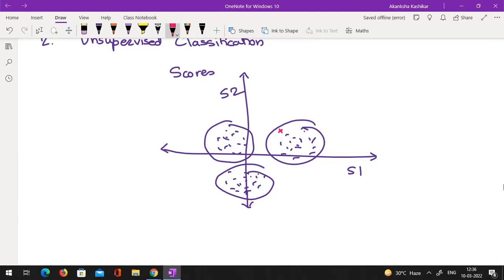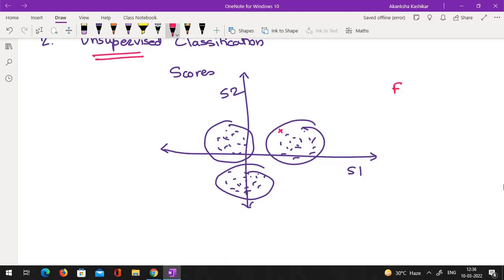But remember, I am calling this unsupervised classification. Why? Because while computing scores, or while doing PCA, we have not used the information about groups. Okay, we might have it with us.